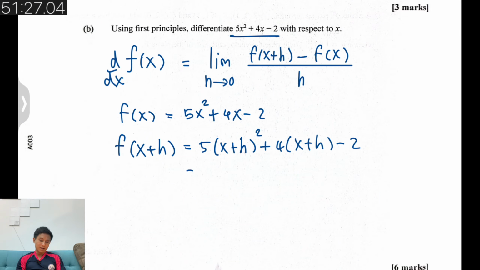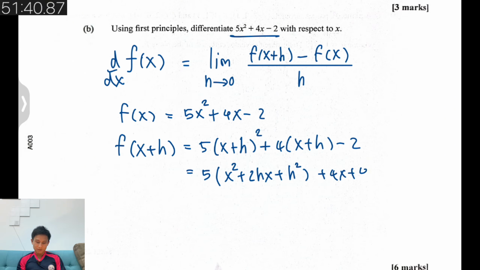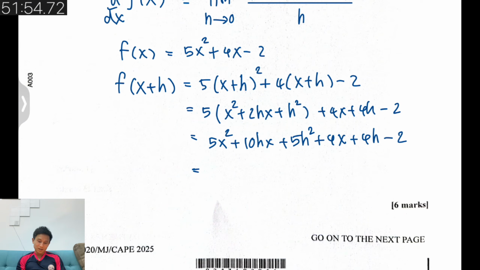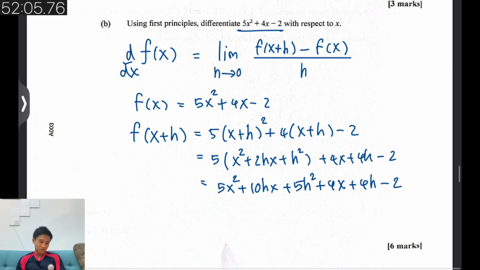Yeah. Let me simplify this first before I put it back into the first principles formula. So that's 5 times x squared plus 2hx plus h squared plus 4x plus 4h minus 2. Expanding again, we get 5x squared plus 10hx plus 5h squared plus 4x plus 4h minus 2. That's already simplified. We can't really simplify anything there because all the terms are unique.